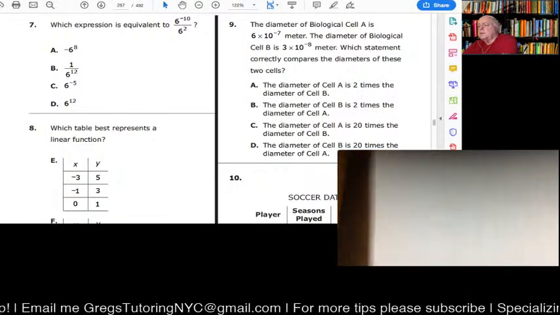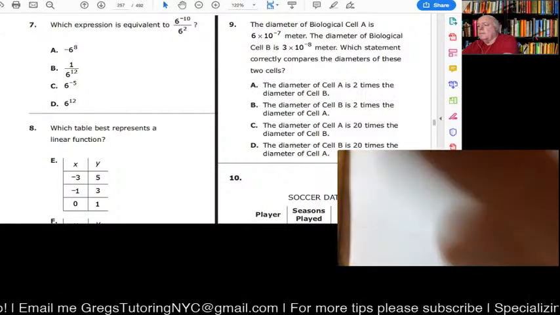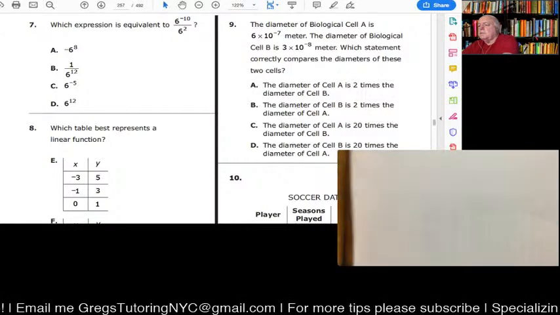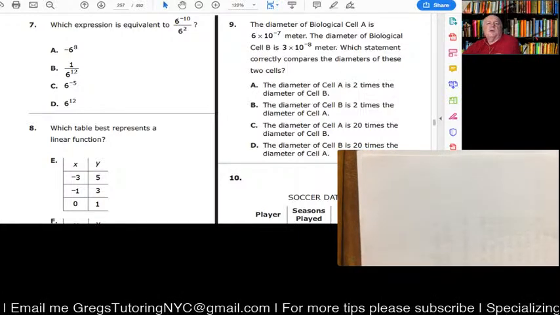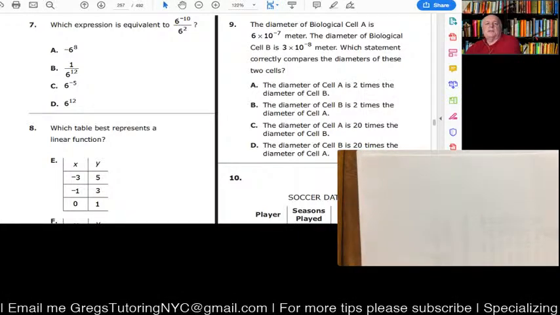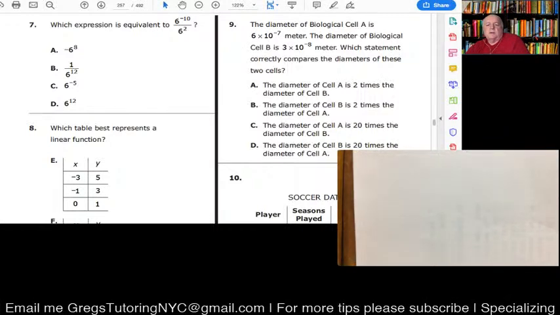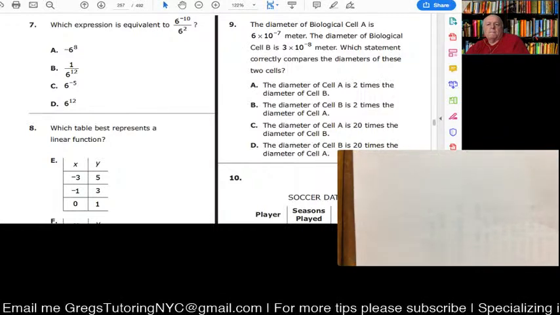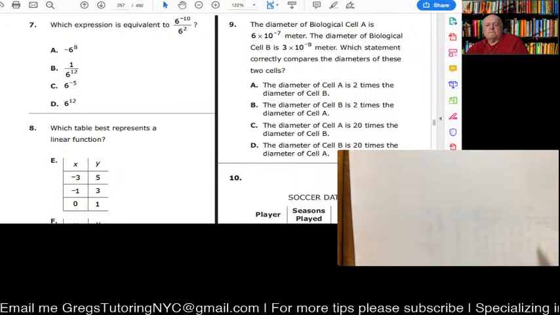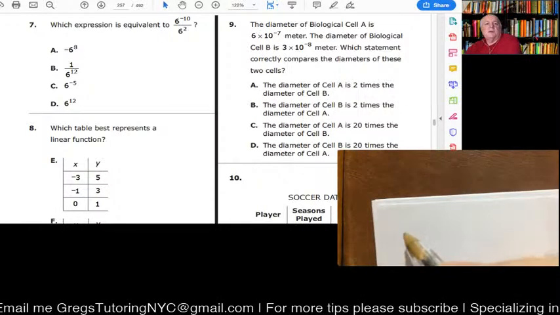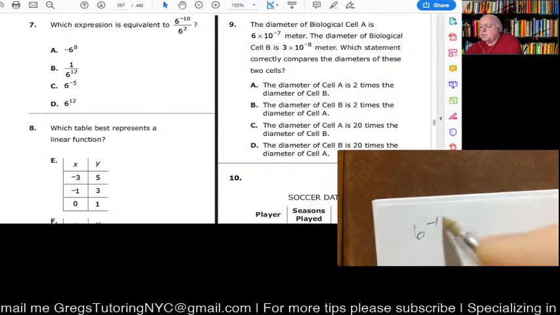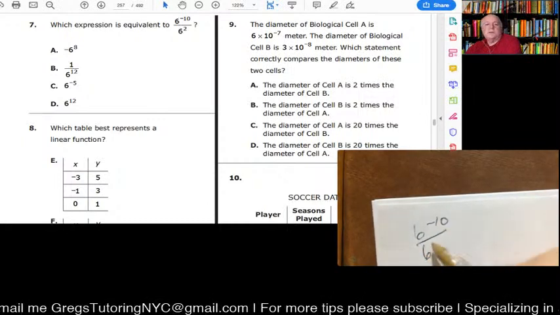Question number 7. What expression is equivalent to 6 to the minus 10 over 6 squared? All right. So we're going to have 6 to the minus 10 over 6 squared.